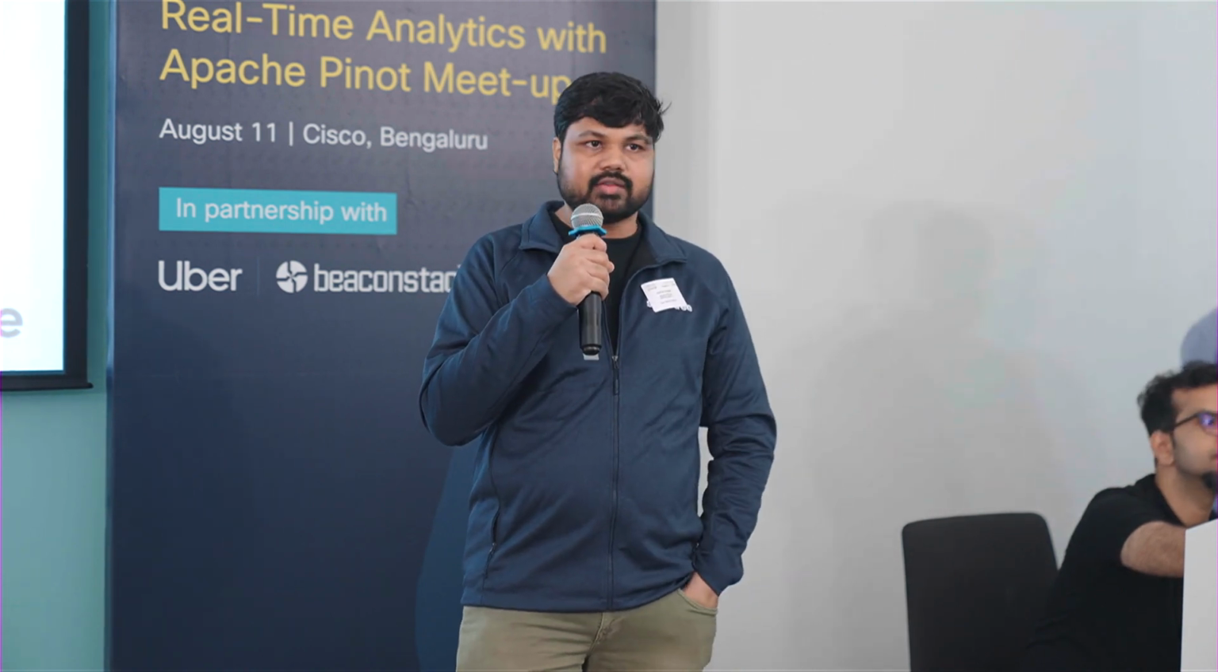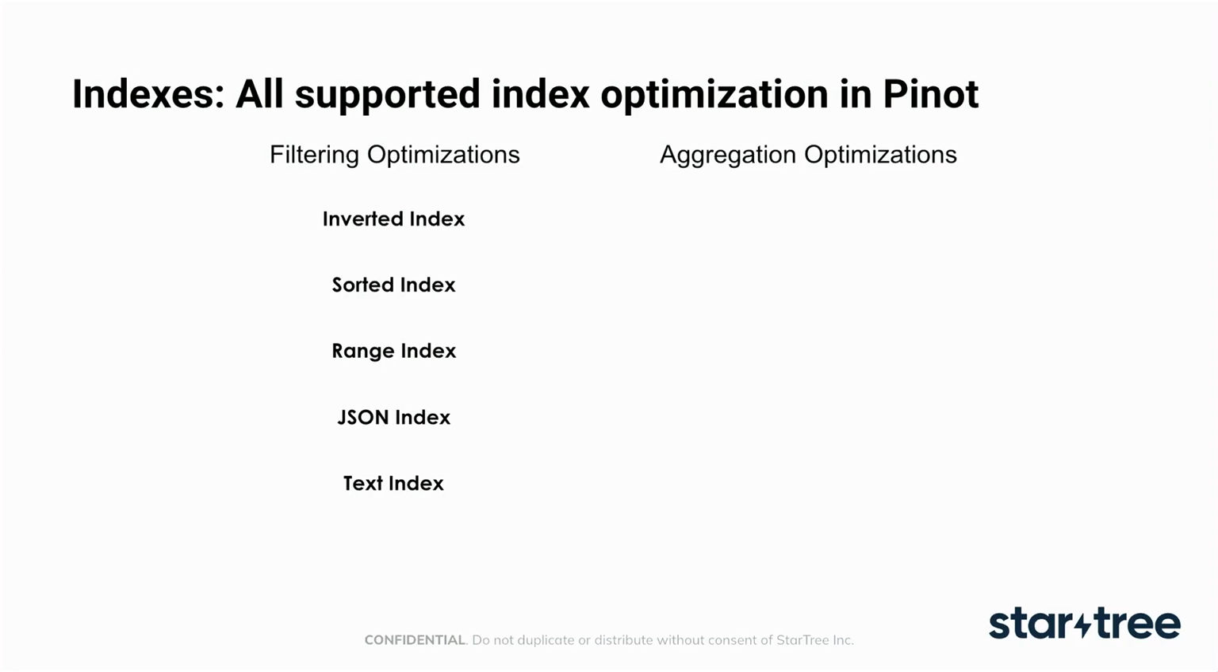Then we have text indexes, which is something like Elasticsearch offers. In the text indexes, we allow users to search where string is like ABC and similar queries. And then we have aggregation optimization, which I'll cover in the next slide.